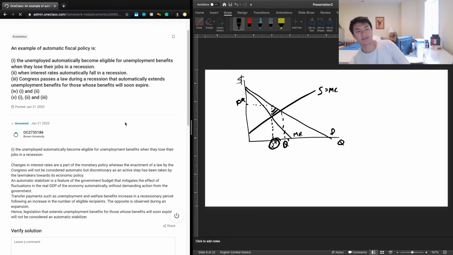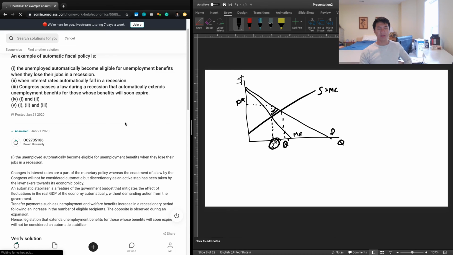So the next question says, an example of automatic fiscal policy is which of the following? Number 1: the unemployed automatically become eligible for unemployment benefits when they lose their jobs in a recession. Number 2 says when interest rates automatically fall in a recession. Number 3 says Congress passes a law during a recession that automatically extends unemployment benefits for those whose benefits will soon expire. 4 says 1 and 2, and 5 says 1, 2, and 3.